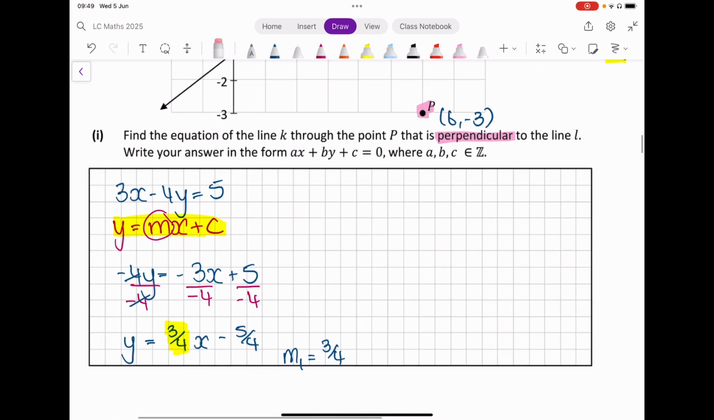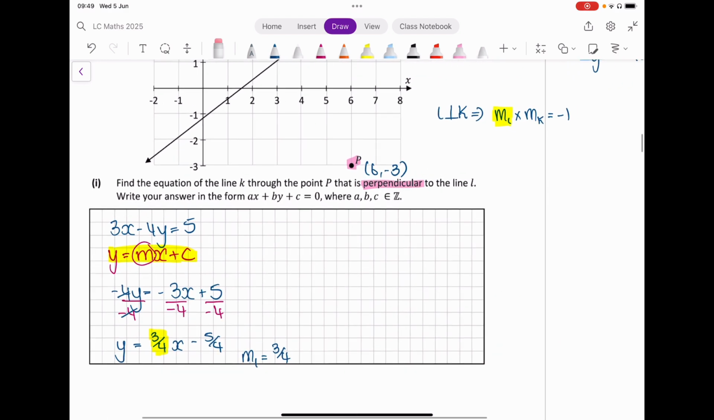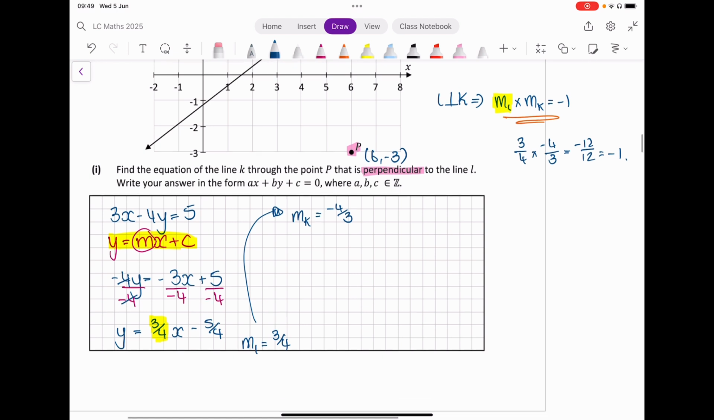So, if the slopes of L and K multiply together to give you -1, then all I need to do to get the slope of the other one is turn it upside down and change the sign. So it's going to be -4/3, because 3/4 multiplied by -4/3 gives me -12/12, which is -1. So the trick there is perpendicular slopes are inverted and change the sign. Okay, so you flip it and change the sign. Flip the fraction, flip the sign.